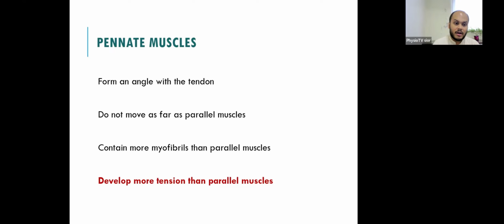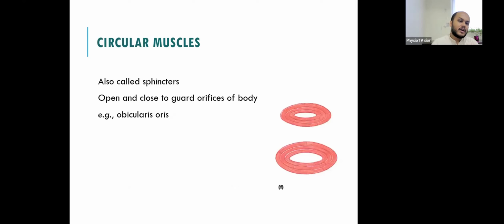Because the origin of these muscles is placed on a tendon like a feather, the length of the actual muscle fiber is very short. They contain more myofibrils than parallel muscles. Again, as we discussed, it's part of a space-saving technique for the muscles. And because more muscle fibers, or more myofibrils, are present, they automatically develop more tension when required.